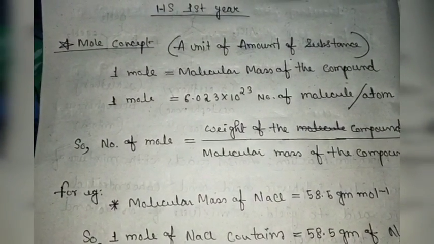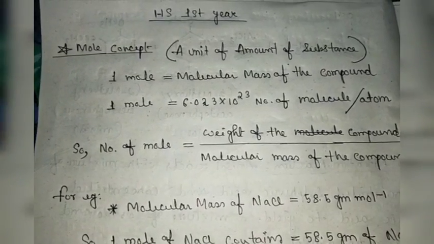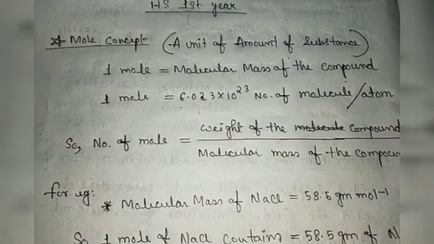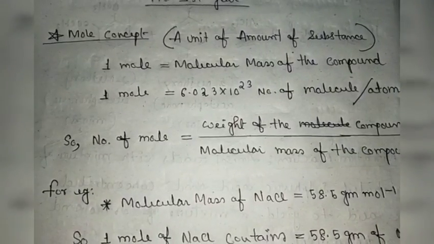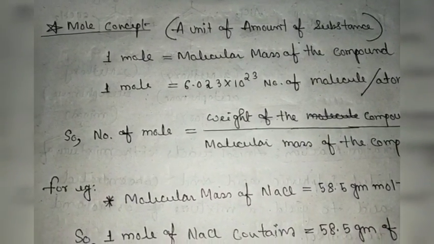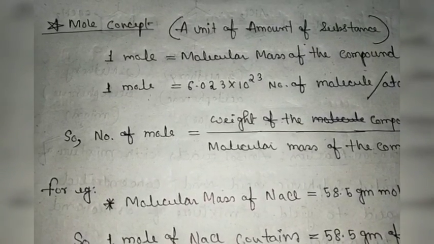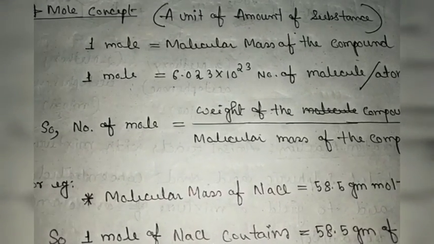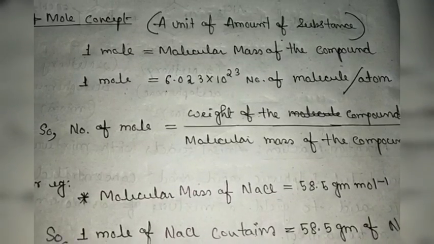Similarly, for the oxygen molecule, that means O2, the molecular mass is 16 plus 16, that means 32. So 1 mole of oxygen gas contains 32 gram of oxygen molecule, and 1 mole is equal to 6.023 into 10 to the power 23 number of molecules or number of atoms.